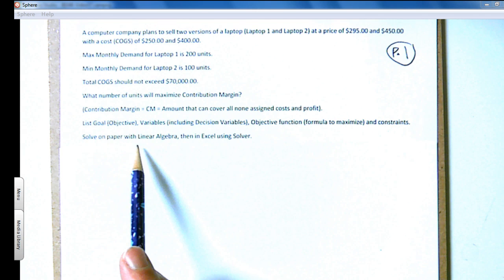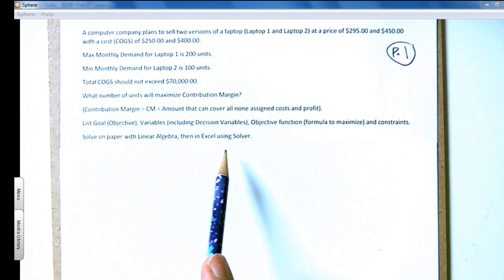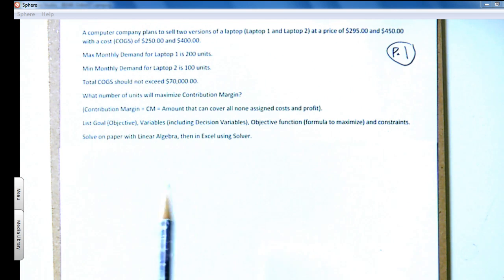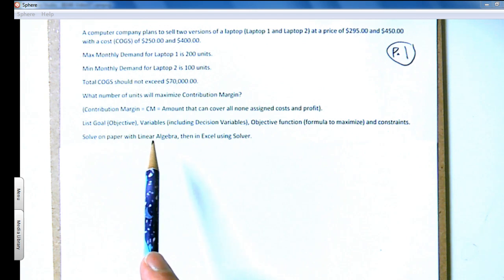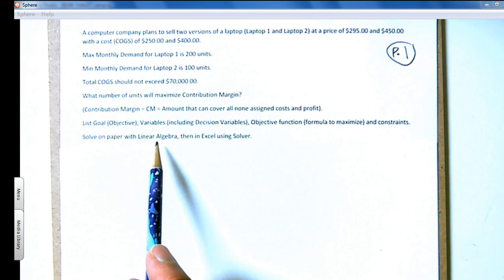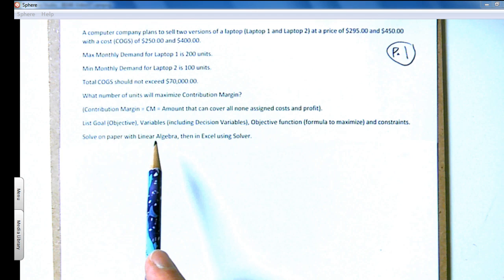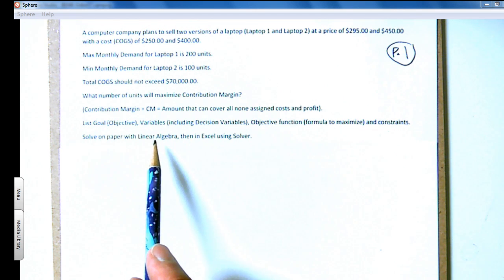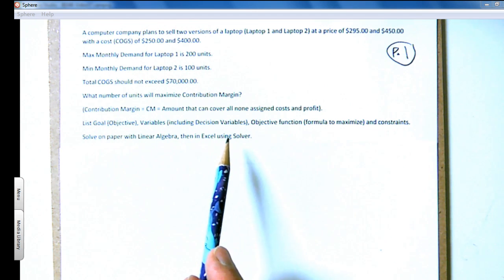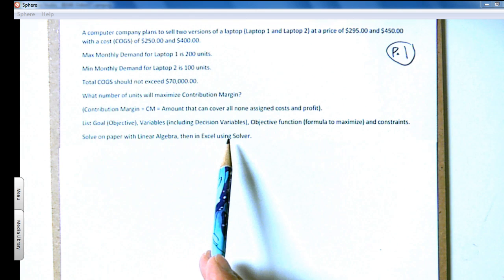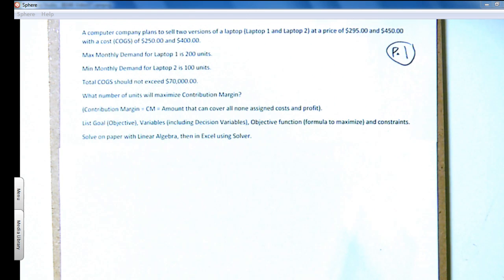Now why are we using linear algebra instead of jumping straight into Excel solver? Because the linear algebra part of it, and in particular the graphing, will help us understand why all of this makes sense and the meaning of it. Then we'll jump over and see how to use Excel. And in particular, Excel will help us solve larger problems when we have many decision variables.